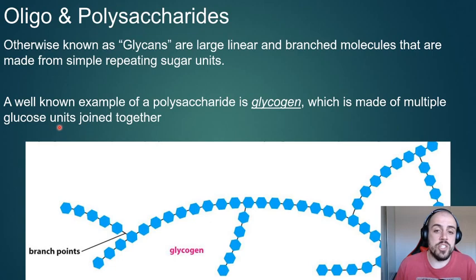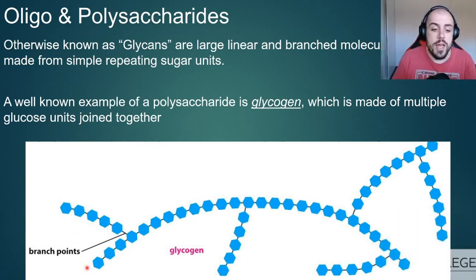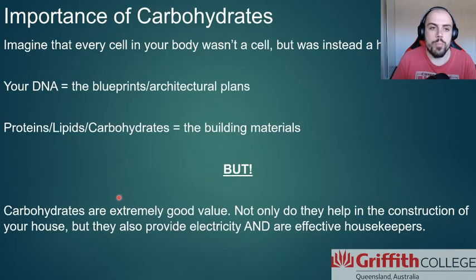And what we are essentially looking at here are lots and lots of simple repeating sugar molecules being joined together. So probably the most common example that we would see, especially in your studies in science, would be glycogen. Glycogen is the short-term storage of glucose in the human body. And what we see here is glucose molecules connected together with occasional branching.